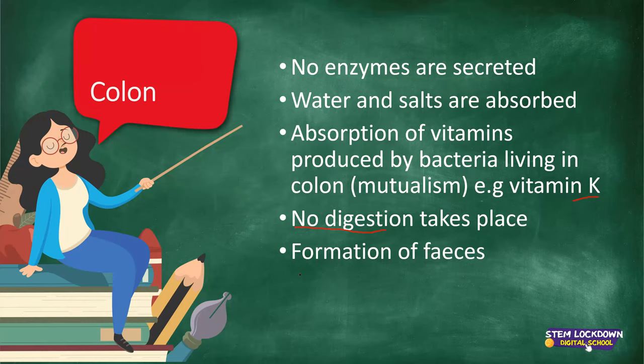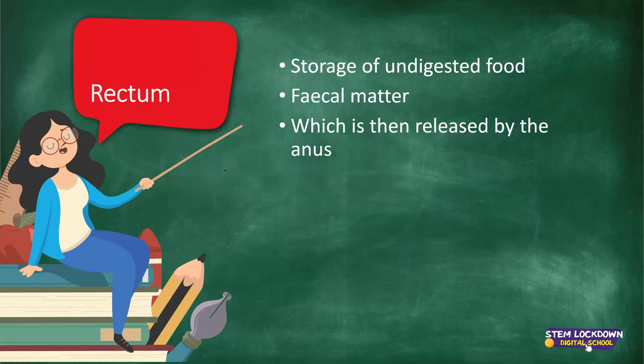And we also have the formation of feces. Remember, all the foods that have led into your colon are the foods which are not digested, and they form feces. Then the rectum, this is where we have the storage of the undigested food or the fecal matter. And the feces are released via the anus. So this is basically the end of the human digestive system.